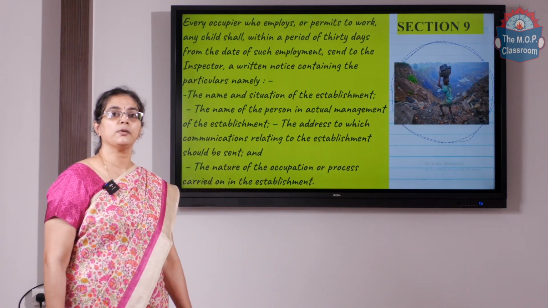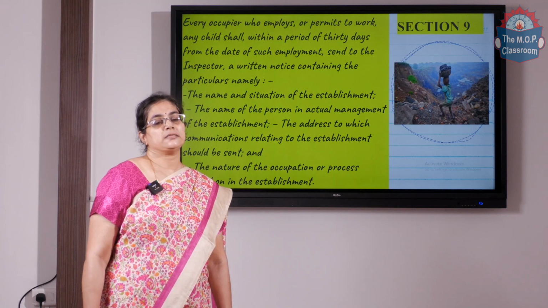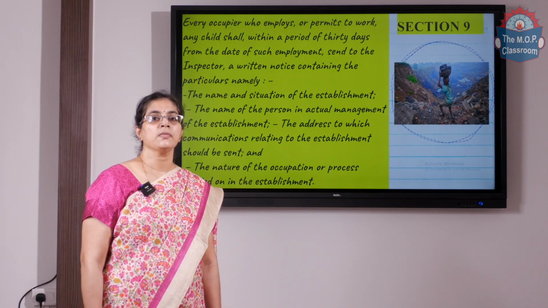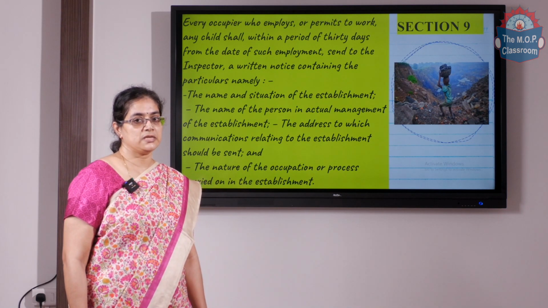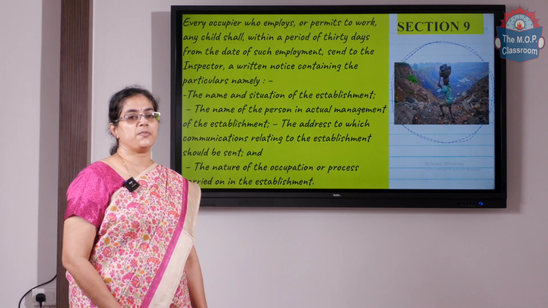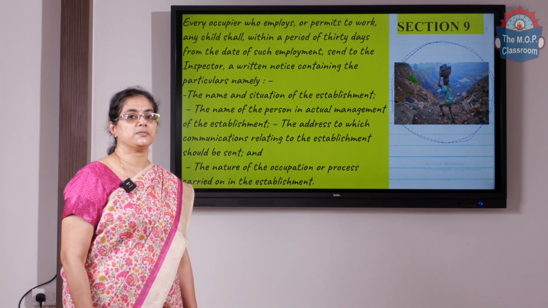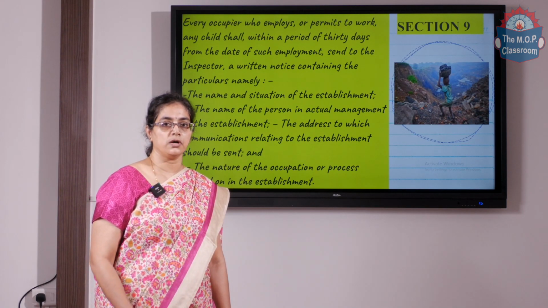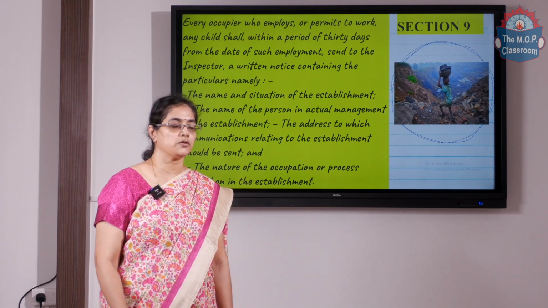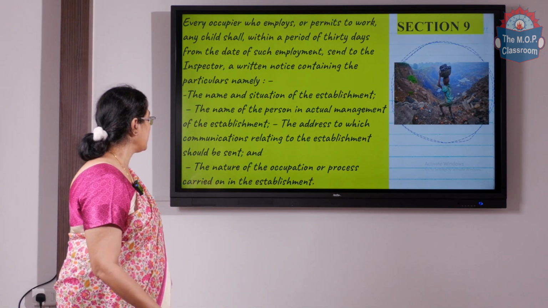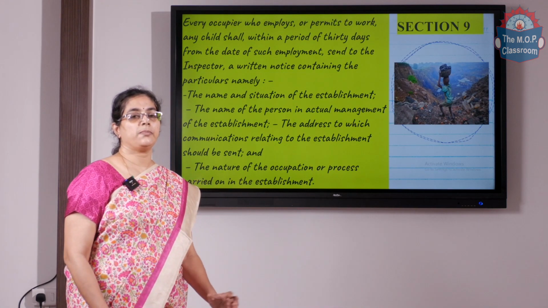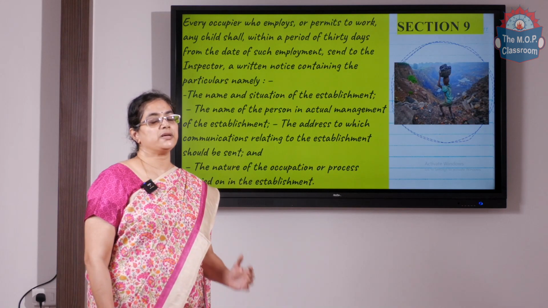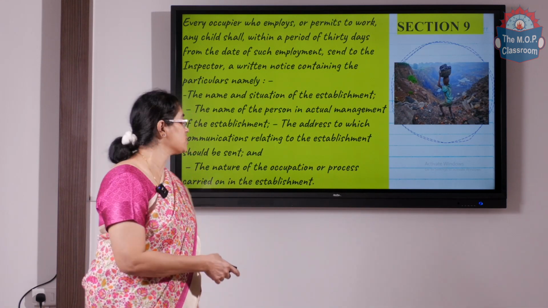Section 9 states that every employer who permits a child to work must also serve a notice to the inspector within 30 days of employment of the child, giving a few details. For example, the notice must be a written notice. It should be sent across to the inspector, and it should contain details about the nature of the establishment, the nature of work that the child is given, the name of the child, the age of the child, and the name of the occupier, the person who is responsible for the actual management of the establishment.